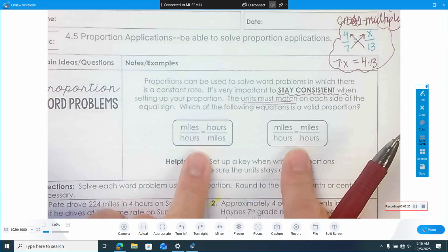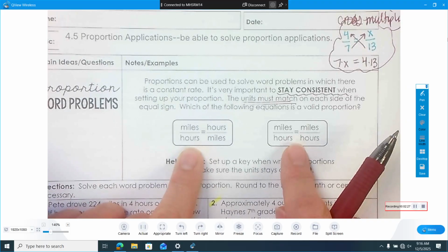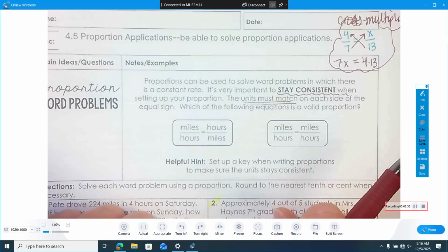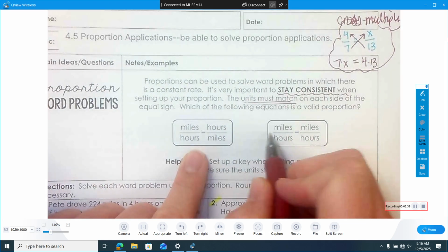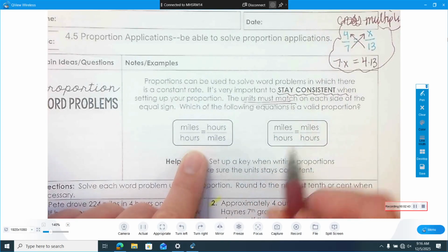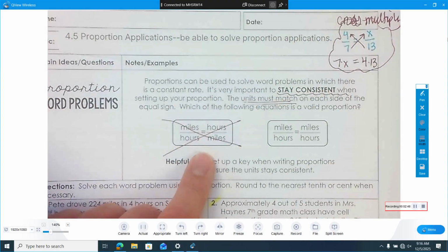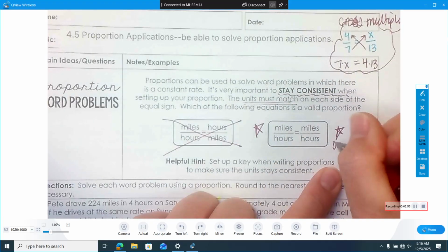And so looking here, we have sort of basic setup here. Which of the following equations would be a valid setup? Which one do you think is the one we would want to use? The left or the right? Which one seems consistent to you? The right one, yeah. You'll notice that we've got miles in the numerators and we've got hours in the denominators. This doesn't work. They're all switched around. It's crazy. It's not organized, okay? So this is the kind that we want to use where it's nice and organized.